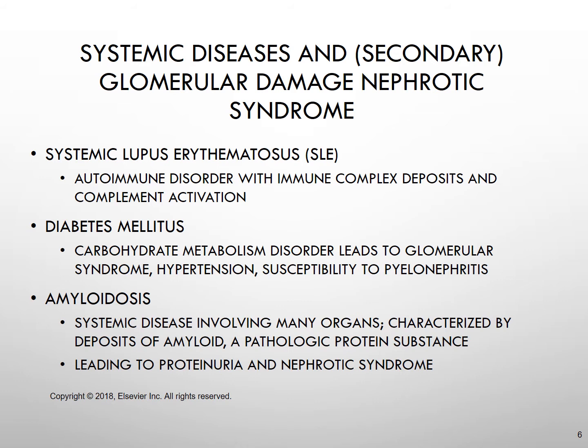susceptibility to infection. Amyloidosis is a systemic disease involving many organs, though it's characterized by depositing amyloid, which is a pathological protein that leads to nephrotic syndrome due to the thickening of the basement membrane and loss of foot processes.